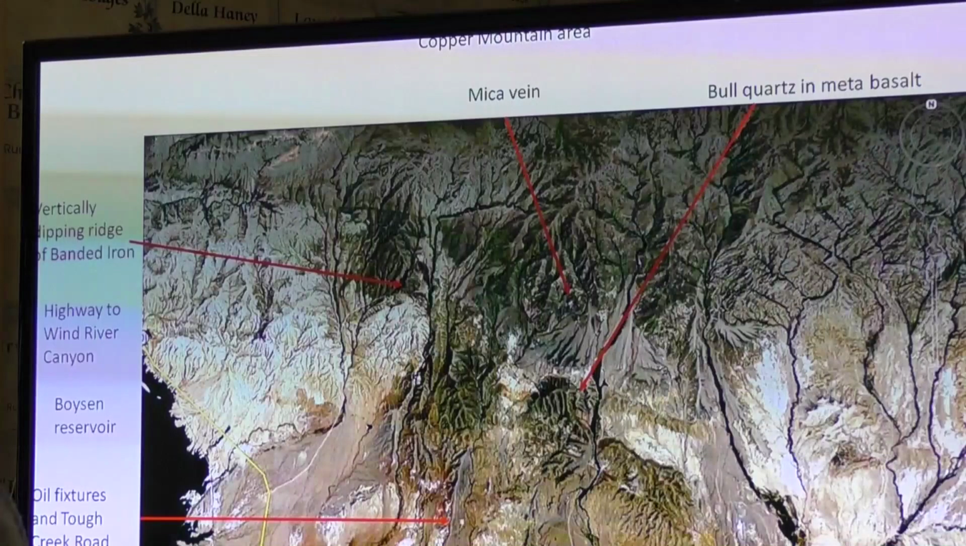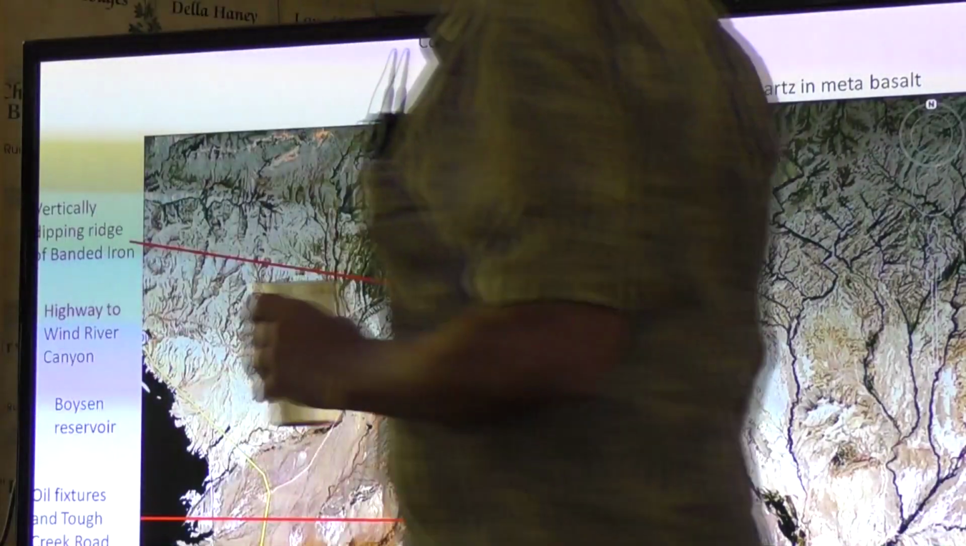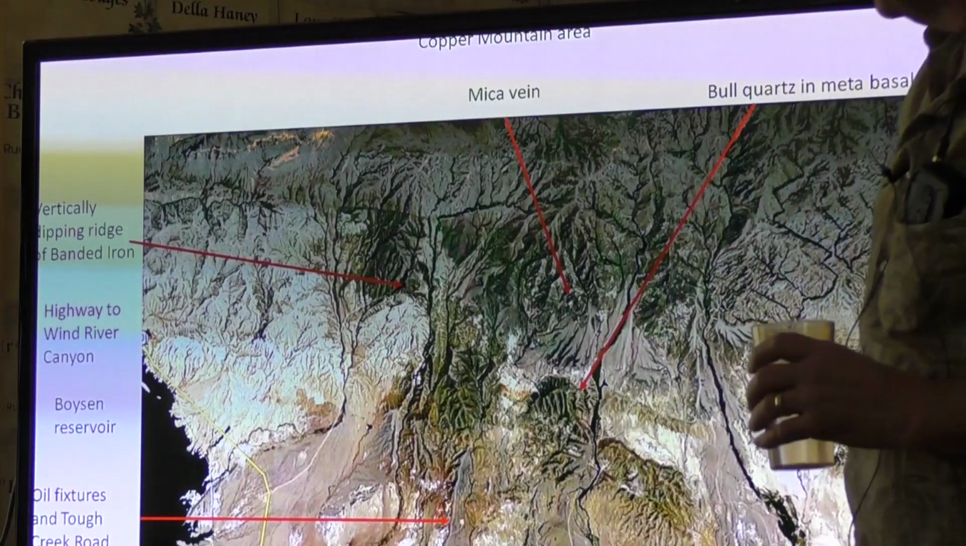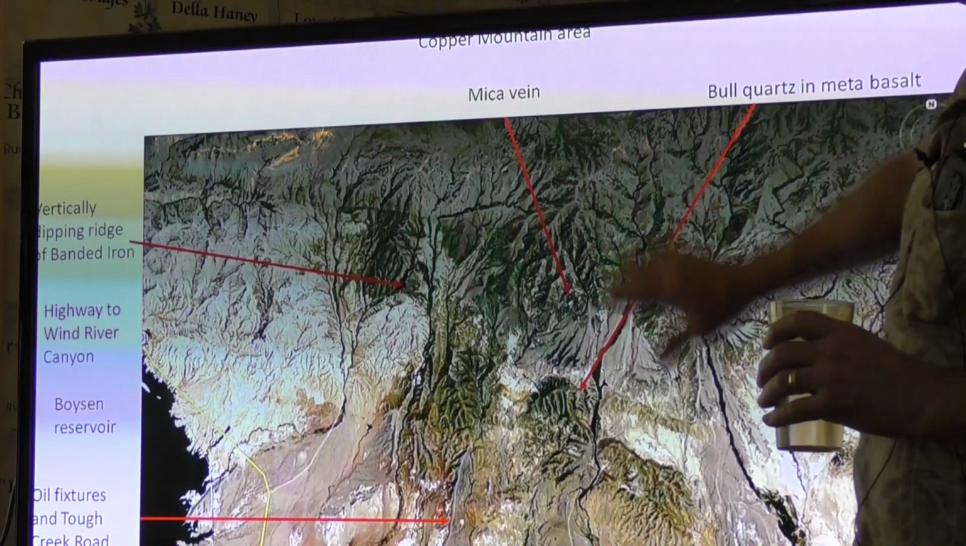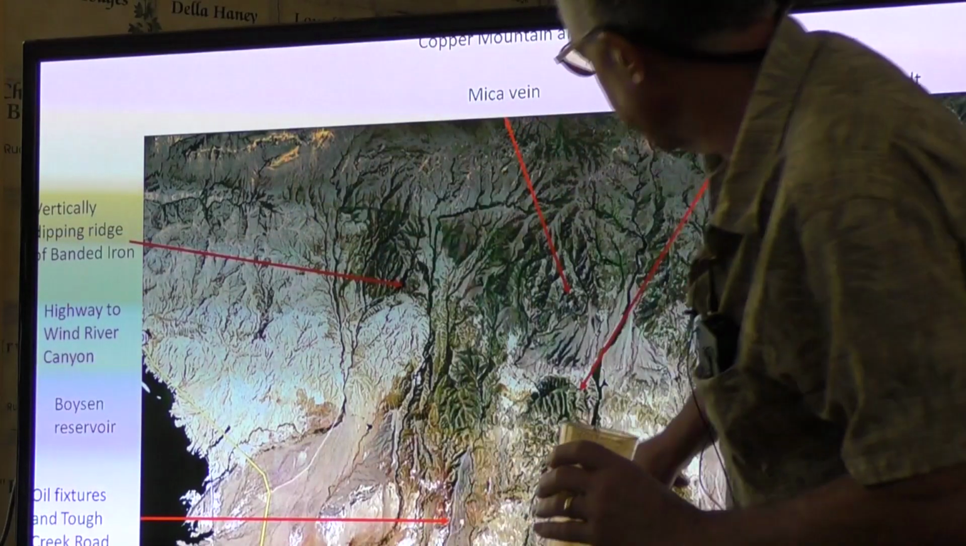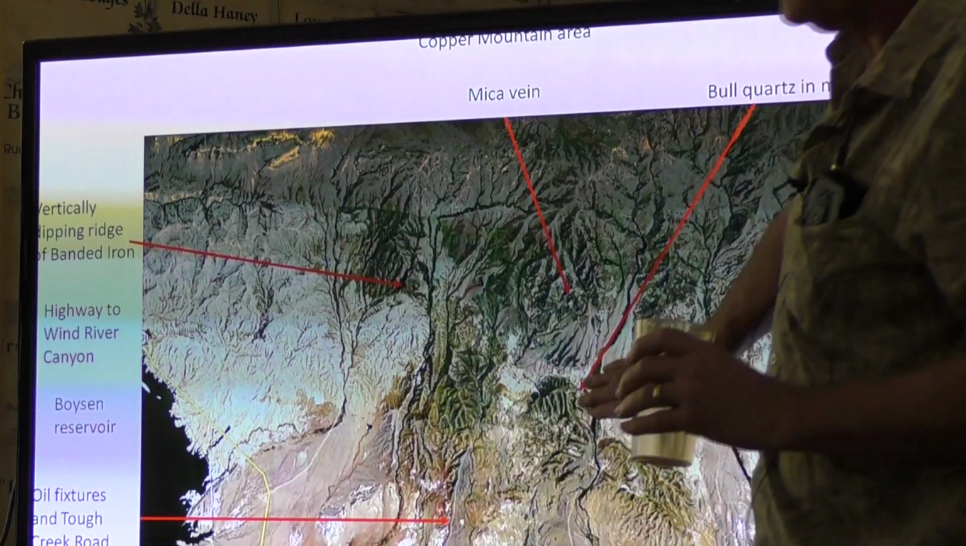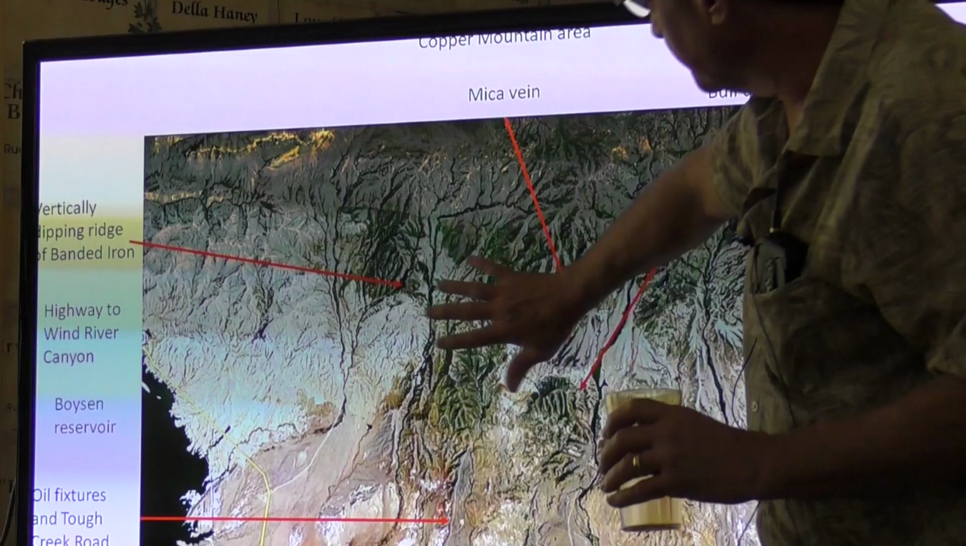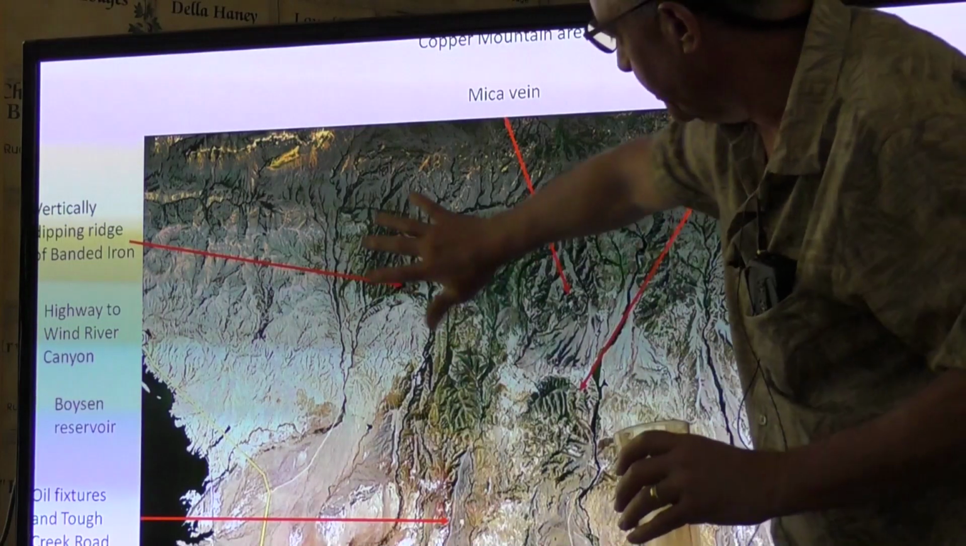Let me do one more slide first. So here's Google Earth looking at those same roads. If you take the Badwater Road and come up here, you'll get to a ranch. Here's the Copper Mountain feature in here.